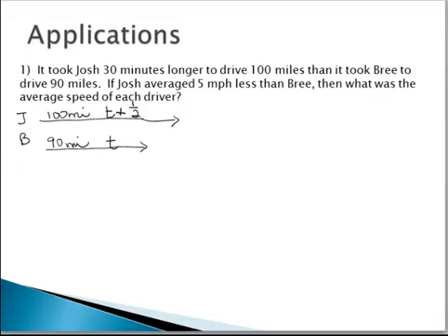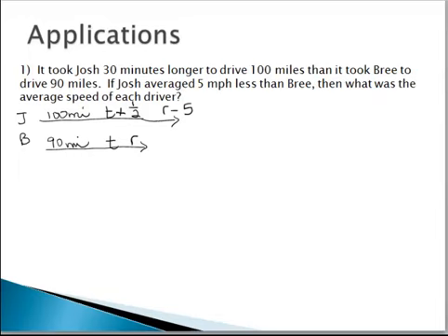It tells us that Josh averaged 5 miles per hour less than Bree. We don't know anything about Bree, but we know that Josh's rate was 5 miles per hour less than hers. We want to calculate the average speed of each driver. So there are several ways we could work this problem. I think we'll just go with this way.